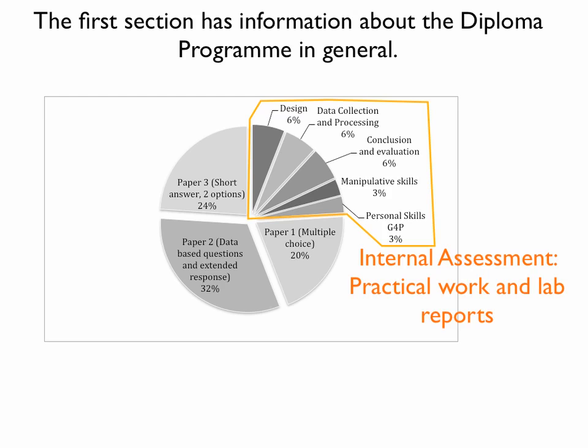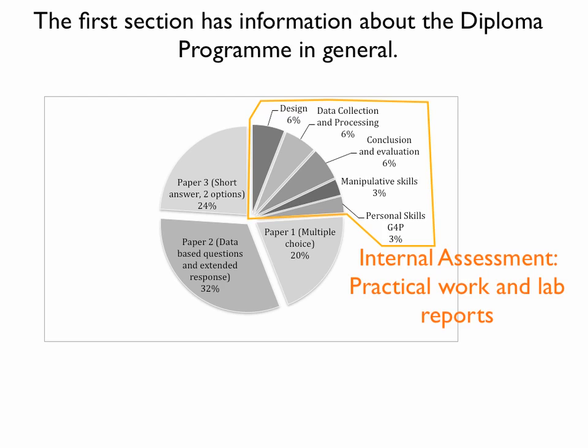So all this in orange over here is the grade that I give you. Manipulative skills and personal skills, I can give you the grade for those. And for design, data collection and processing, and conclusion and evaluation in your lab reports, I also give you the grade for those evaluation criteria. However, they can be moderated. That means I need to send a sample of your work to the IB moderators, and they can look over it again and then decide whether I have given you too many points, for example, or too few points.